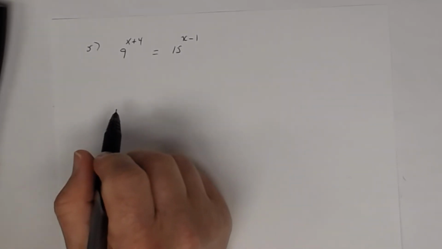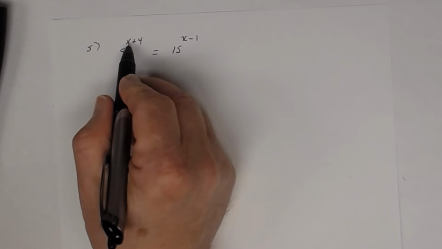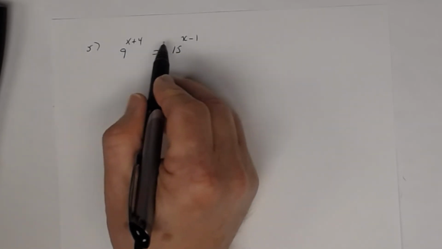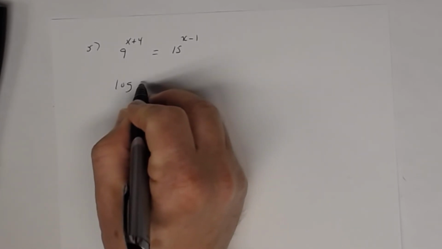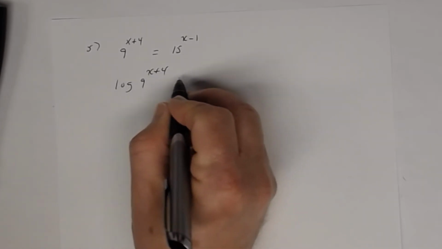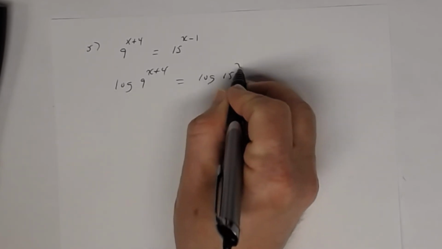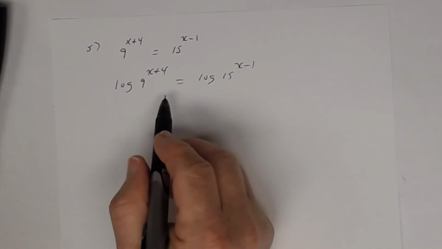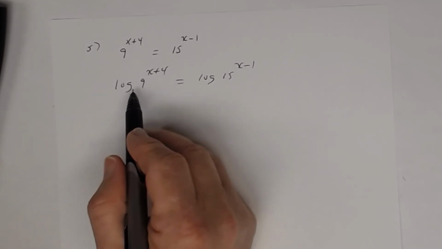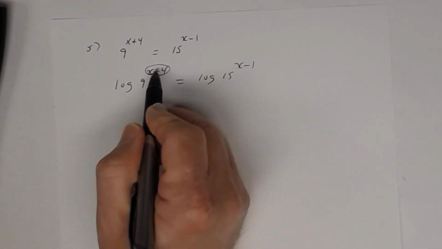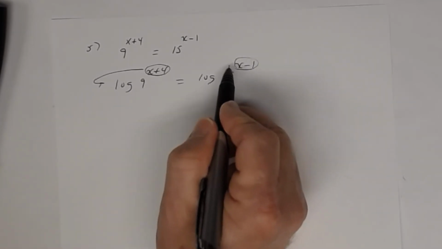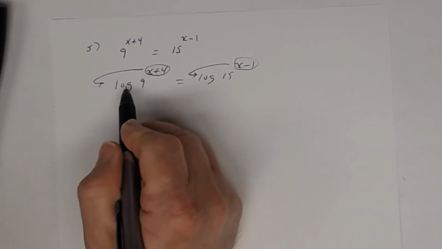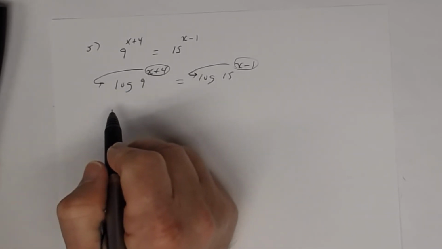So I'm going to go ahead and take the log of both sides because my variable occurs in the exponent, actually on both sides. So let's go ahead and take the log of both sides to get the log of 9 to the x plus 4 equals the log of 15 to the x minus 1. And now I'm going to use the power rule. So the power rule allows me to take that exponent and write it as a product. So the first thing you have to do, though, is make sure you took the log of both sides. You have to have a logarithm here to be able to use the power rule.